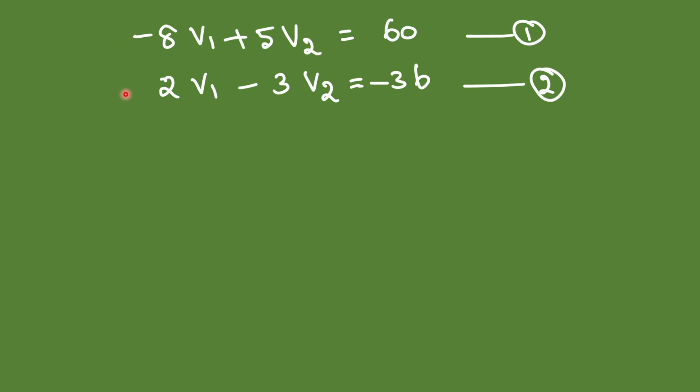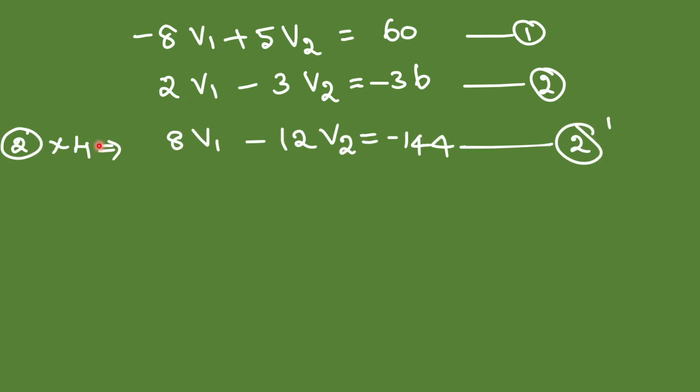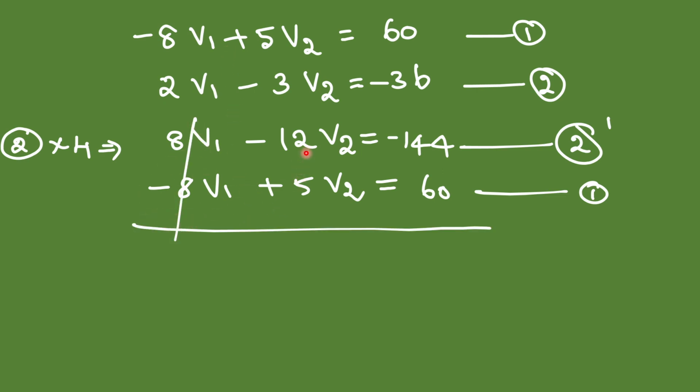So we write the first equation and the second equation together. Now we are going to multiply the second equation by 4. So we get 8V1 minus 12V2 equal to minus 144. We are going to solve these two equations. This can be taken as the modified form of the second equation. Once again I write the first equation. When we try to solve this, the V1 terms cancel and here we get 7V2 when you add these two.